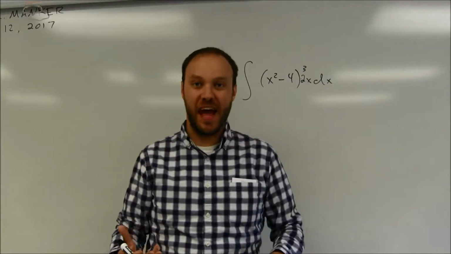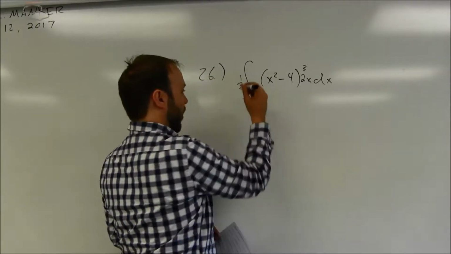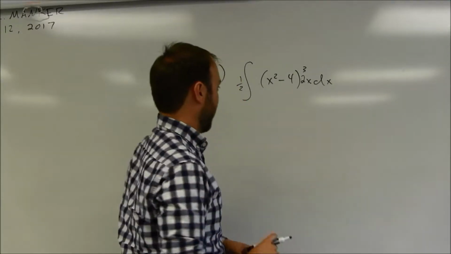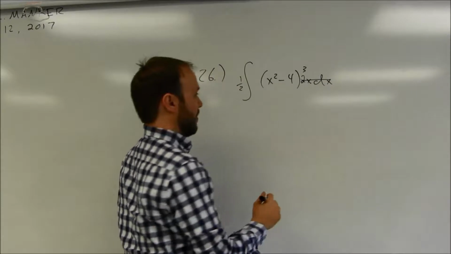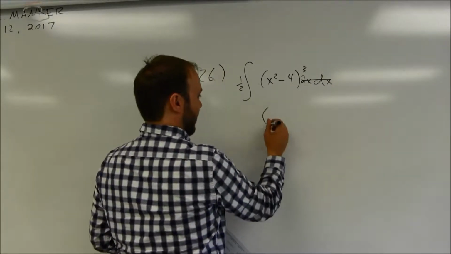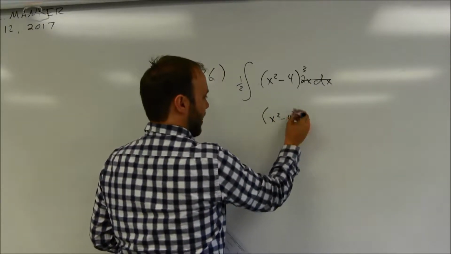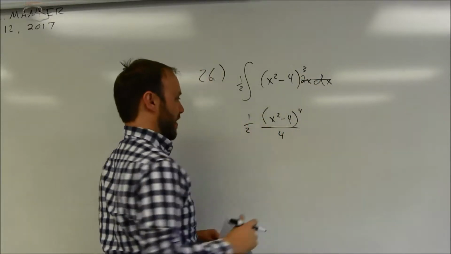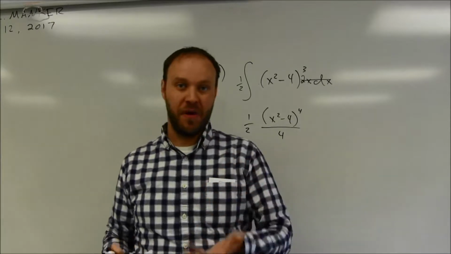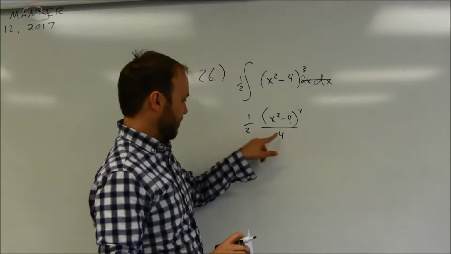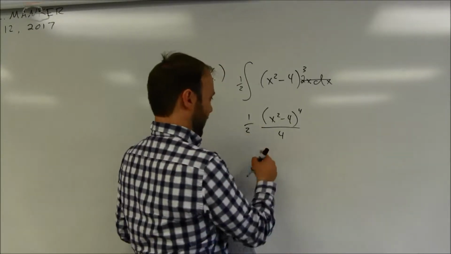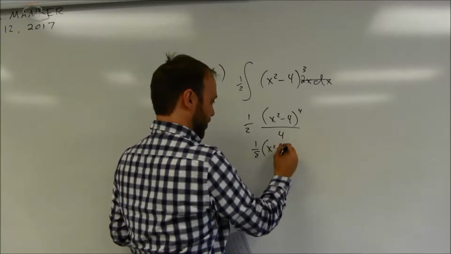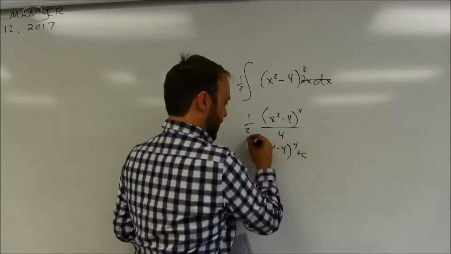I have to balance that by multiplying by 1/2 out in front, and now I should be able to reverse the chain rule, and I should be able to go through the antiderivative process. So inside function doesn't change, raise the power by 1, divide by the new power, and then we've got that 1/2 out in front. I would probably simplify a little bit. A half times a fourth is 1/8. You could write all of this over 8, or you could write it as 1/8 times the quantity x squared minus 4 to the 4th power plus c.